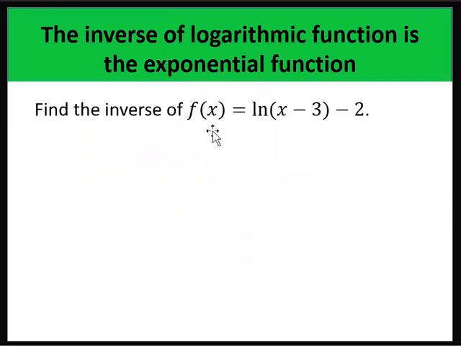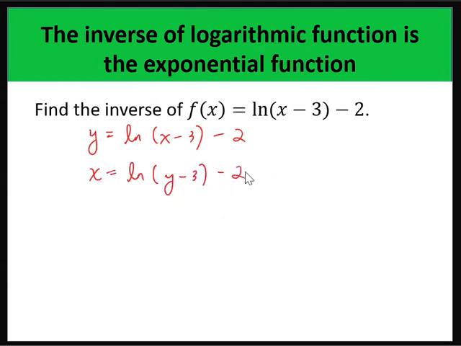And then let's have another one. Let's find the inverse of f of x equals ln of x minus 3 minus 2. Let's write this first as y is equal to ln of x minus 3 and then minus 2. And then we interchange x and y. So we have the following equation. To solve for y, we will transpose negative 2 to the other side. We get x plus 2 is equal to ln of y minus 3.